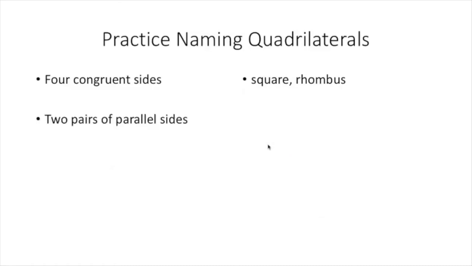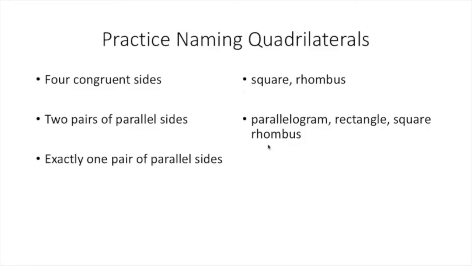Let's name some of these. I'm just going to put the features up there, and you tell me what name it would be. Pause the video and come up with this. It could be more than one name, so don't think it's just one of these automatically. Four congruent sides, square or rhombus. Okay, here's another one. Two pairs of parallel sides. Again, pause the video. It could be more than one. So you have a parallelogram, a rectangle, square, or rhombus.